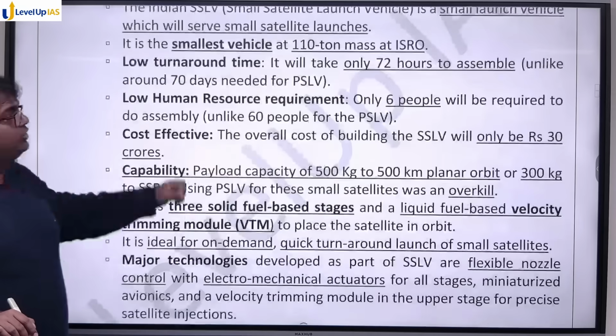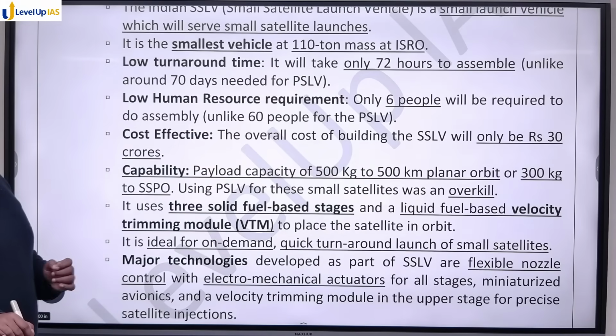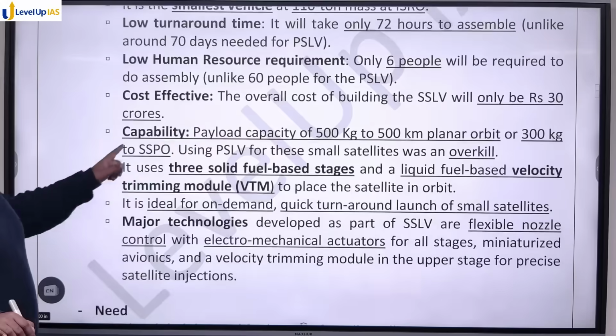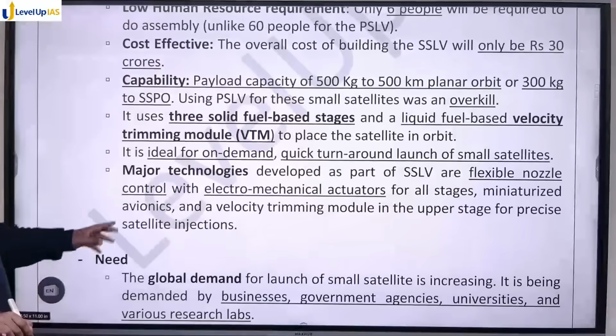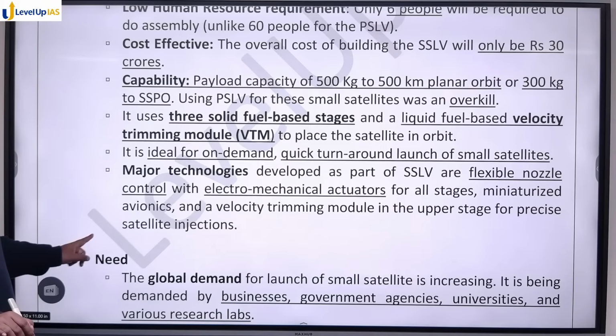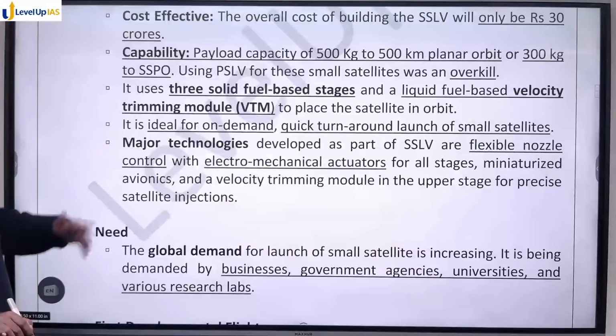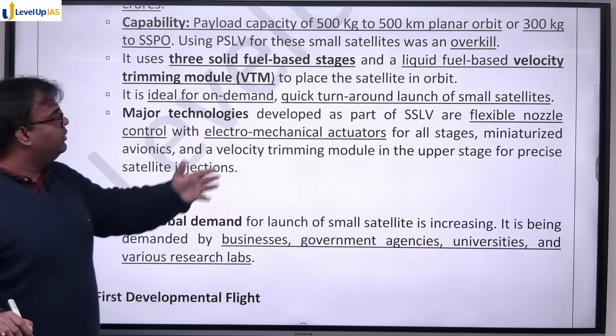Low human resource requirement. Only 6 people will be required to assemble this, unlike 60 people for PSLV. Cost effective. The overall cost of building SSLV will be rupees 30 crores. Capability, payload capacity of 500 kg to 500 km, unlike 1100 kg there. Then it uses 3 solid fuel stages and a liquid fuel velocity trimming module. It is ideal for on-demand quick turnaround time.